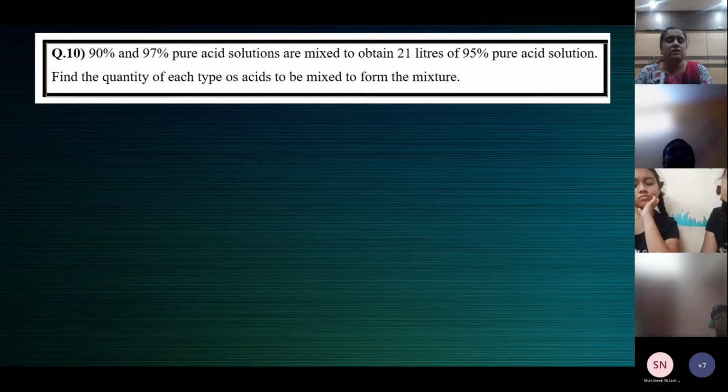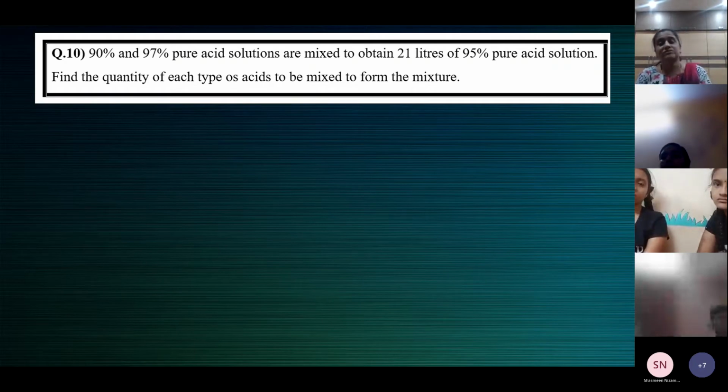We don't know. So some quantity of 90% pure acid solution and some quantity of 97% pure acid solution are mixed to obtain 21 liters of 95% pure acid solution. When these two are mixed, the resultant solution is 95% pure acid. That is 95% acid, 5% water.